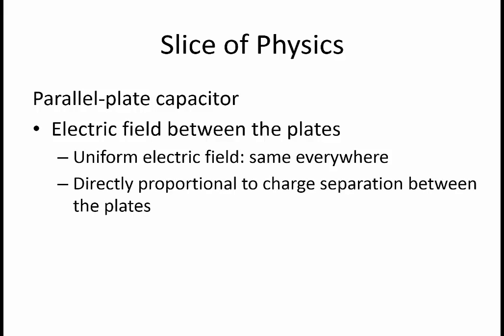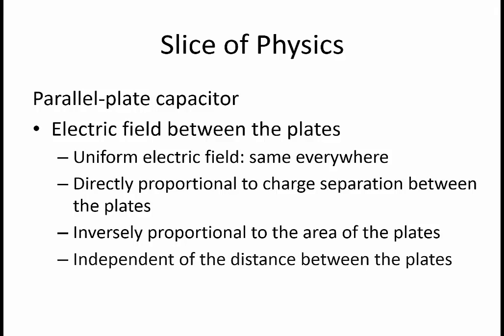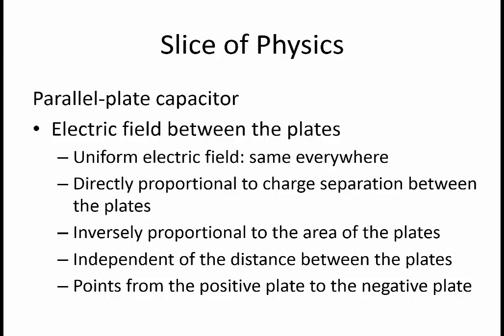In terms of magnitude, we saw that the electric field is directly proportional to the charge separation between the plates. Higher the capital Q, higher the electric field. We saw that it's inversely proportional to the area of the plates. Bigger the A, which is the area of each plate, smaller the electric field between the plates. And thirdly, maybe somewhat surprisingly, we saw that the electric field between the plates does not depend on the distance between the plates. So that's all about the magnitude of the electric field. In terms of direction, the electric field points from the positive plate to the negative plate. Those are our key points about how the electric field works between the plates of a parallel plate capacitor.